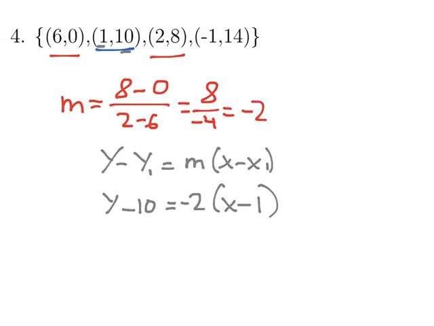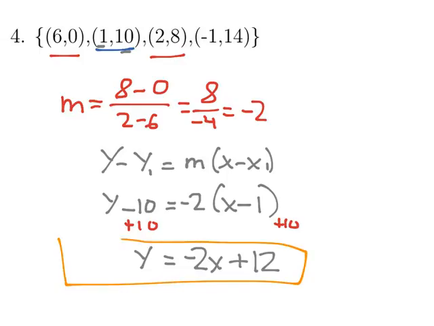Now I can distribute the negative 2 and add 10 to both sides and find y. You'll find that y is negative 2x plus 12. Remember, this can also be written as f of x instead of saying y.